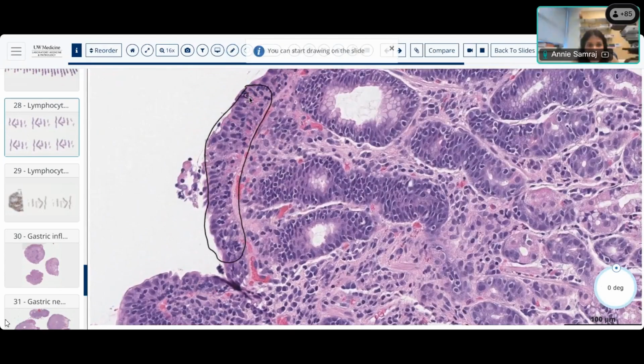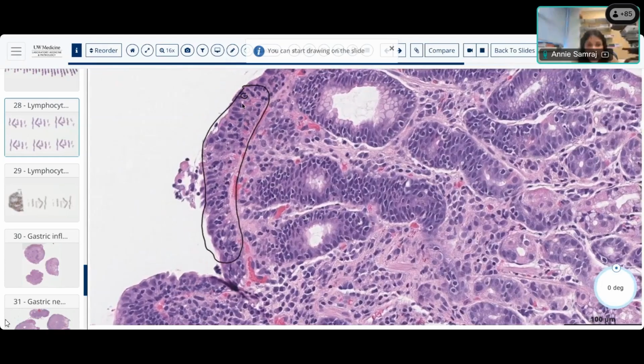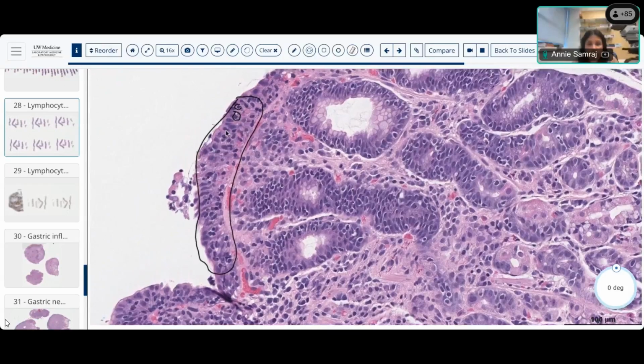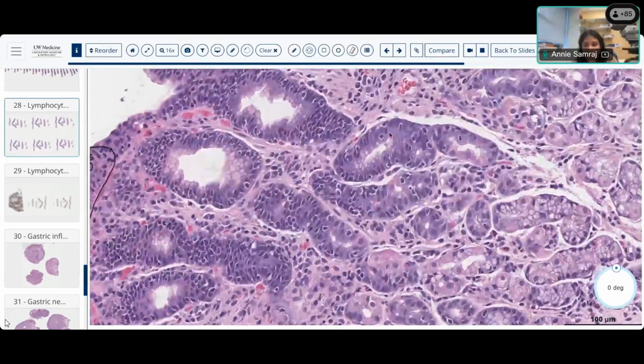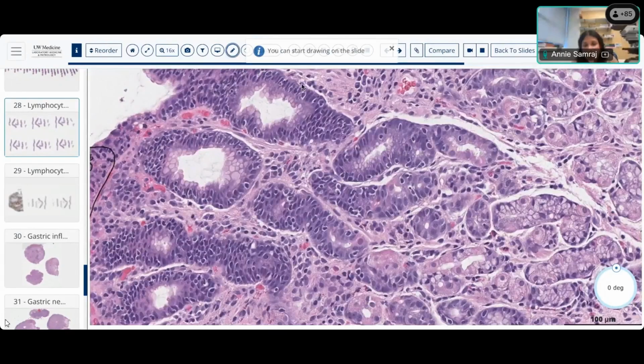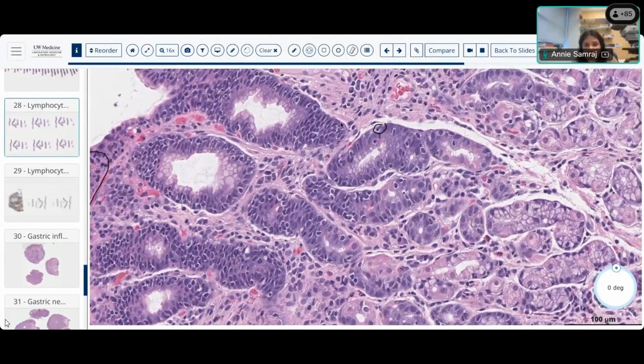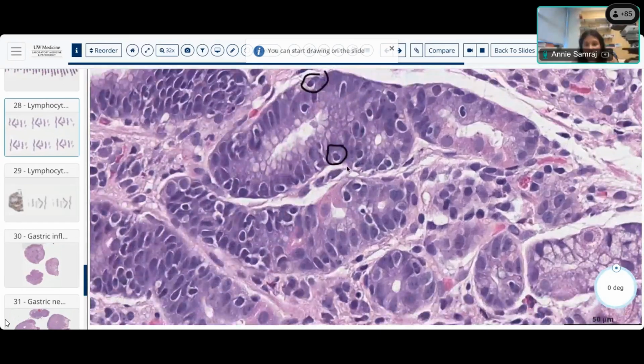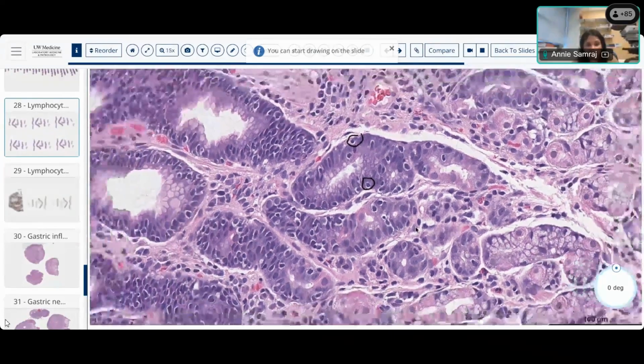And what about these tiny cells? Intraepithelial lymphocytes. Yes, so these are lots of intraepithelial lymphocytes, and that makes it look very crowded. And then here, do you see also within the epithelium? Here, these are all intraepithelial lymphocytes. When they're in the epithelium, they almost look like they have a halo around them. Do you see that? So these are all intraepithelial lymphocytes.